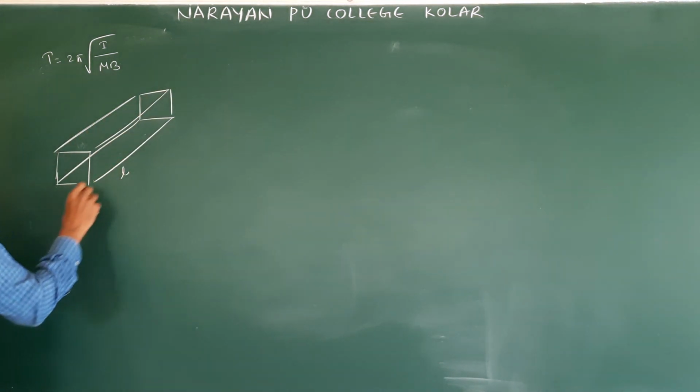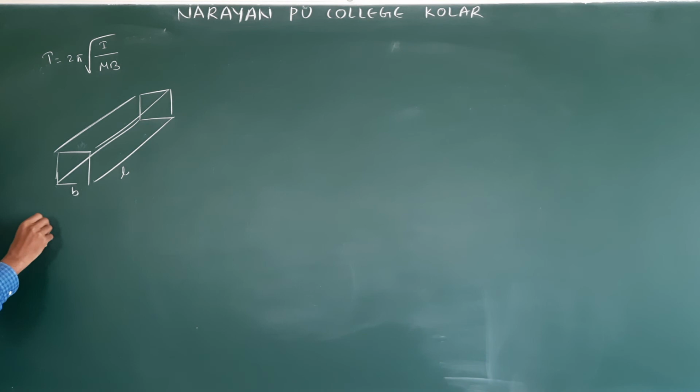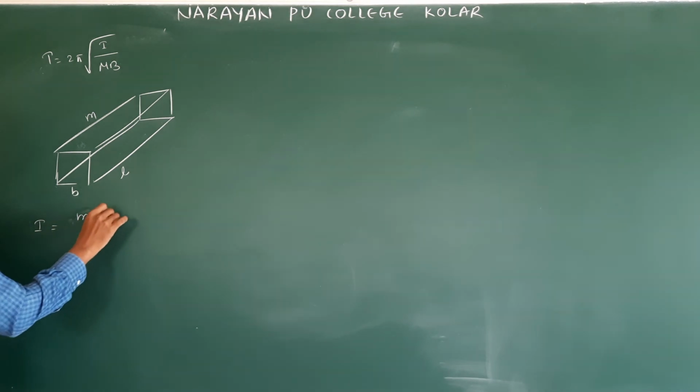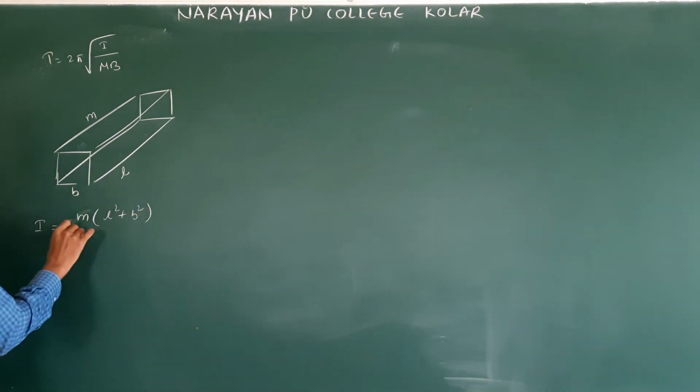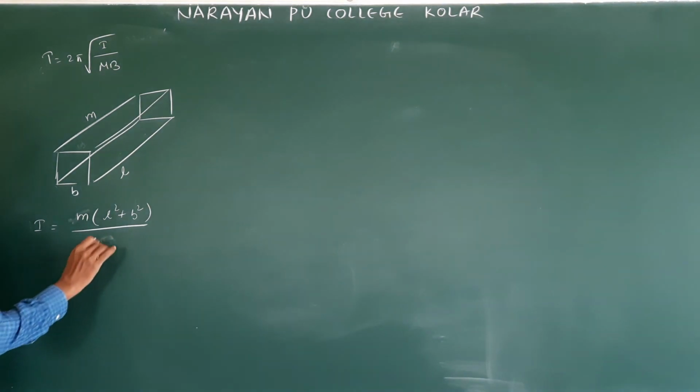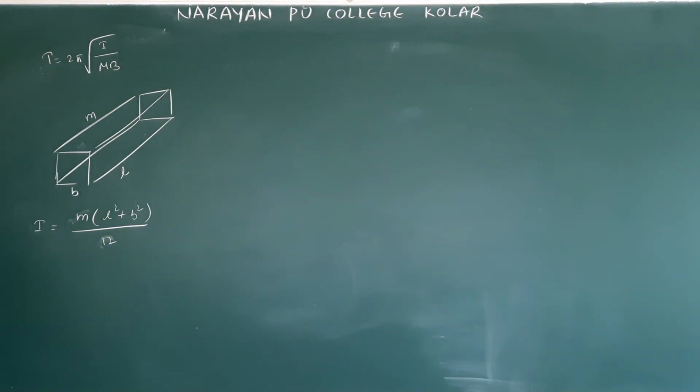Suppose the magnet is a bar magnet, we take it like this. This is length L, breadth b. The moment of inertia I is equal to, if mass is m, m into L square plus b square by 12. This is the formula for moment of inertia. Clear? The magnetic moment formula is a known formula.